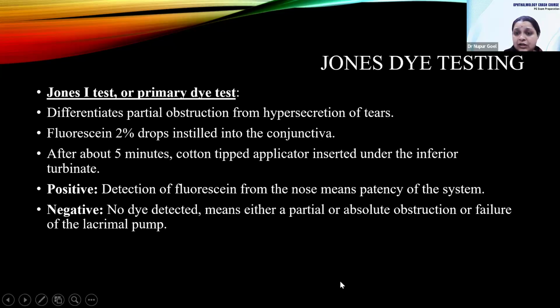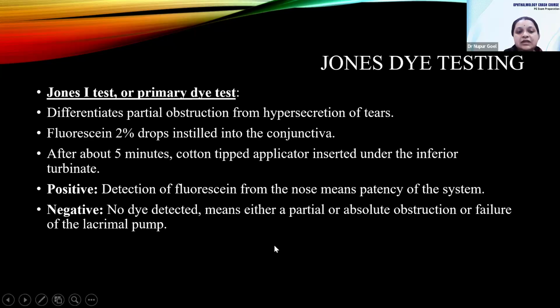So coming to the Jones dye testing, this is more of, I think, a theoretical kind of thing. I do not routinely do it, but I'll be happy to know the comments from the panelists regarding that. So Jones 1 test, or primary dye test, is basically to differentiate a partial obstruction from the hypersecretion of tears.